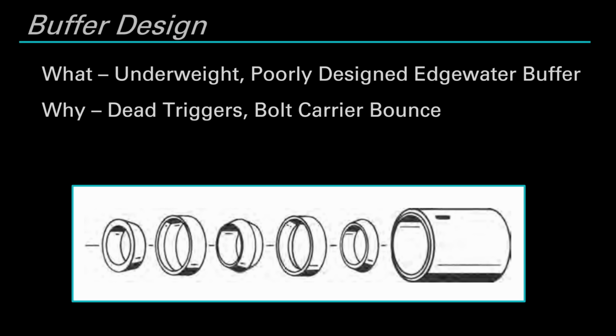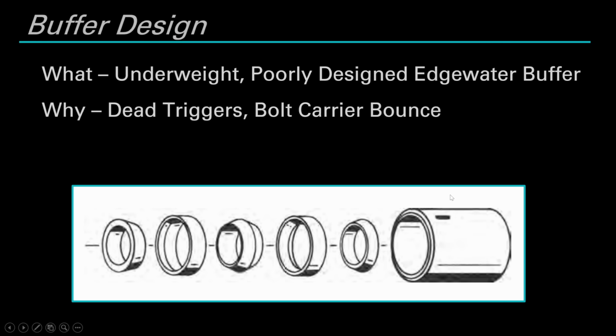The original buffer for the AR-15, as designed by Eugene Stoner at Armalite, utilized what's known as the Edgewater buffer. The Edgewater buffer had a series of rings and cones known as Edgewater rings that were designed to compress together as the rifle came backwards under recoil and then forwards under recoil, intended to eliminate vibration and dampen movement a little bit.